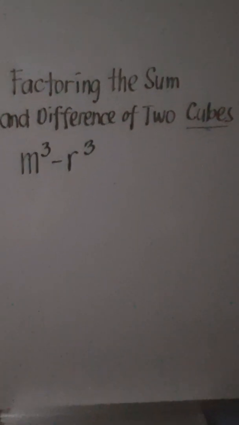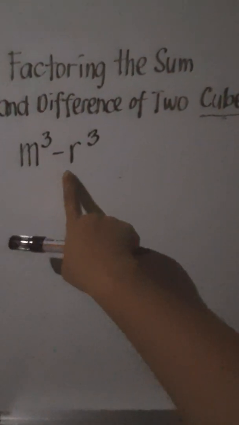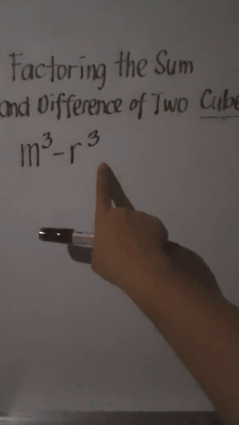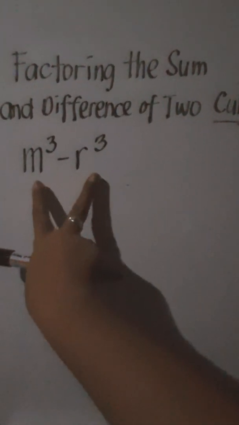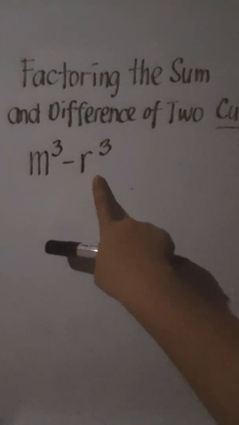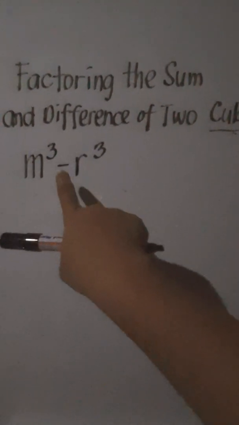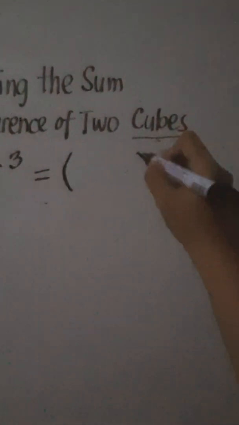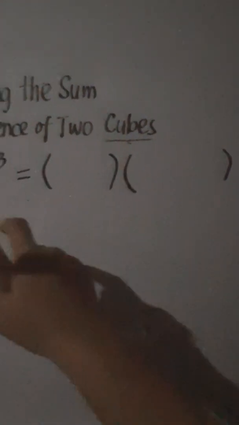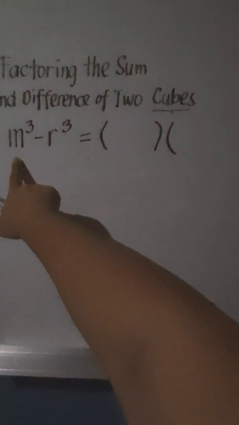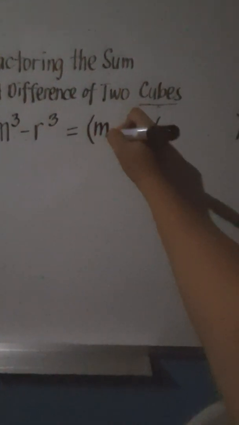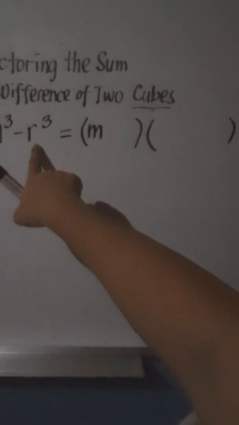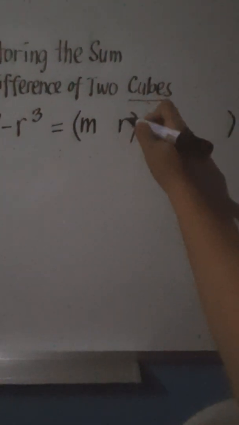Let's take a look at the example given in your module. So the first example is m cubed minus r cubed. Again, first step, make sure cube ang duha ka terms. So m cubed and r cubed are obviously cubes. And we are dealing with difference. So ato siyang i-factor. To factor that one, first, we have to get the cube root of the first term, which is m. Next, get the cube root of the last term, which is r.